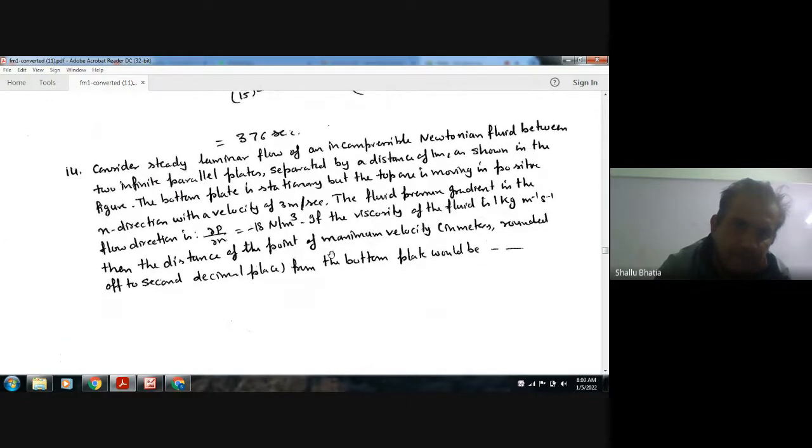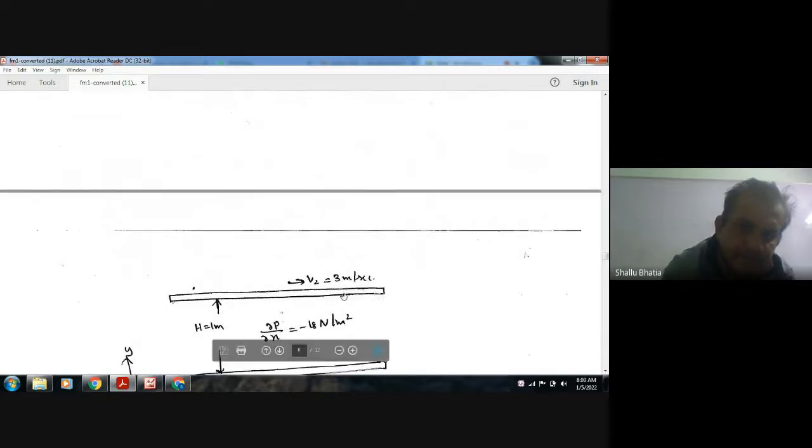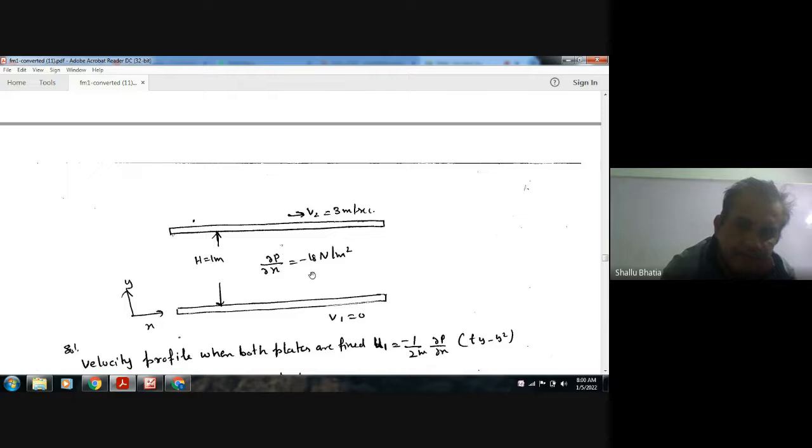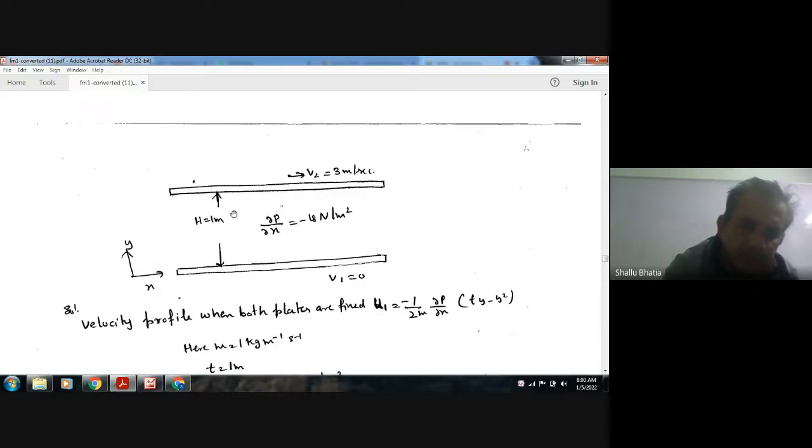So here there are two plates. This one is stationary and this one is moving with a velocity of 3 meters per second. The pressure gradient in this direction is minus 18 newton per meter cubed, and this gap is 1 meter. Now, the velocity profile for two inclined plates in parallel is given by this. This is the result of the derivation that we can see in our fluid mechanics.